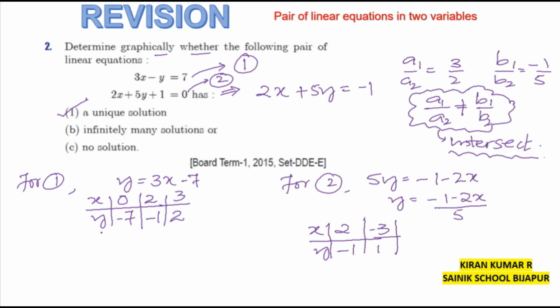By this table itself, you will be able to guess what is the required solution. The solution is 2, minus 1. Let's plot the graph and find out whether 2, minus 1 is the point of intersection of both the lines. I'll show you how the graph looks.